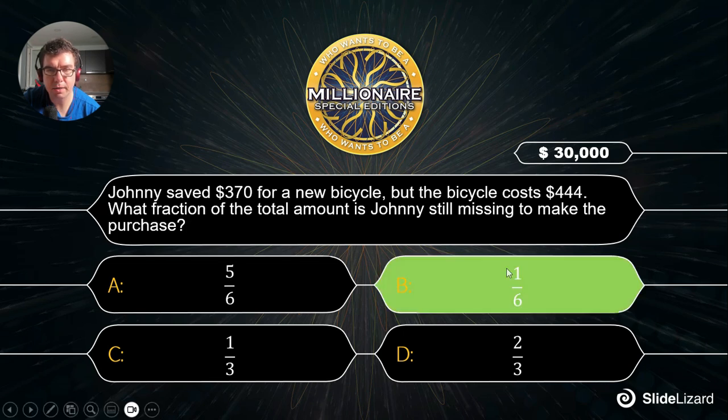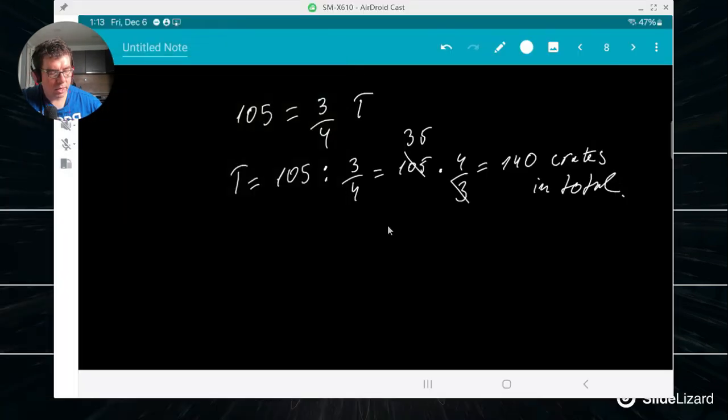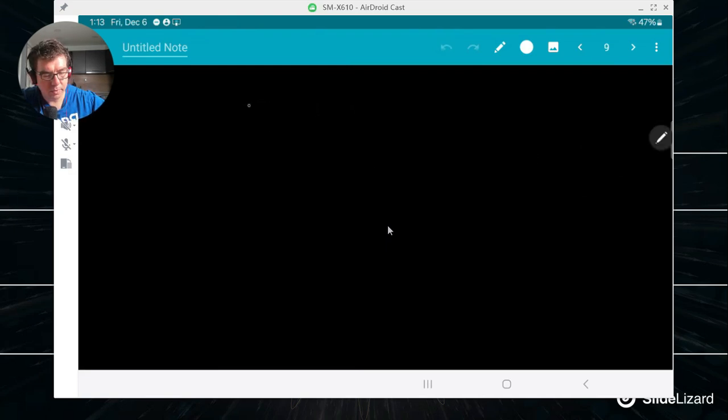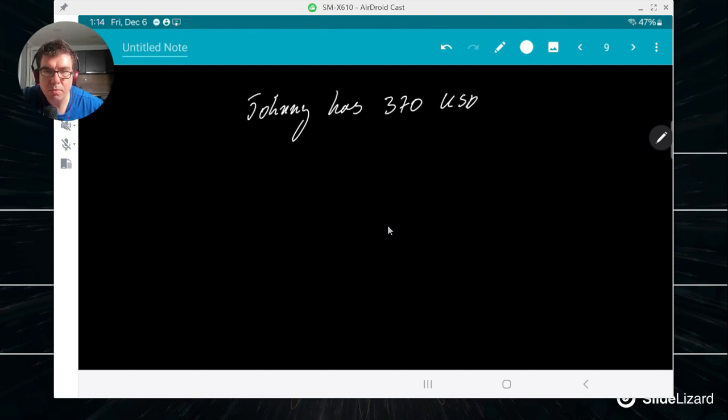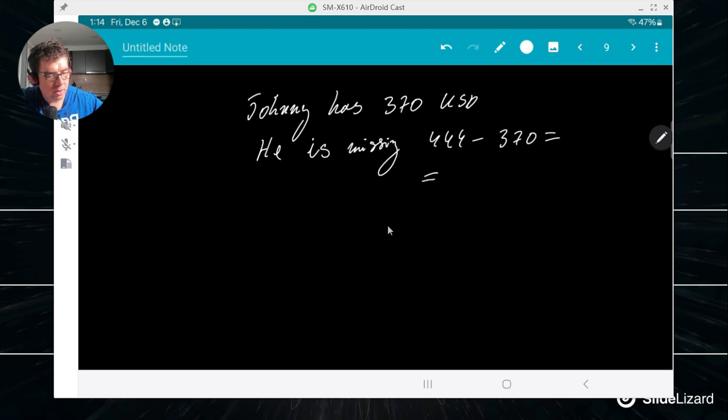Okay. Did you find B, 1/6? Let's see why. Okay, so Johnny has $370. So what amount of money is he still missing to purchase the bicycle? So he is missing 444 minus 370, which would be what? So 4 minus 0 is 4, 14 minus 7 is 7, and 3 minus 3 is 0, so 74 USD.